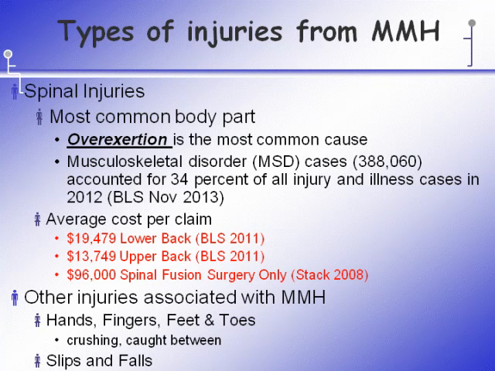So as common, what types of injuries do we find during our manual materials handling tasks? Spinal injuries are, of course, the most common, with the most common body part being the back. The most common cause is overexertion. In 2012, musculoskeletal disorders accounted for 34% of all injuries and illness cases recorded by the Bureau of Labor Statistics. The most recent dollar values that I was able to find were $19,000 for a lower back injury and $13,000 for an upper back injury.